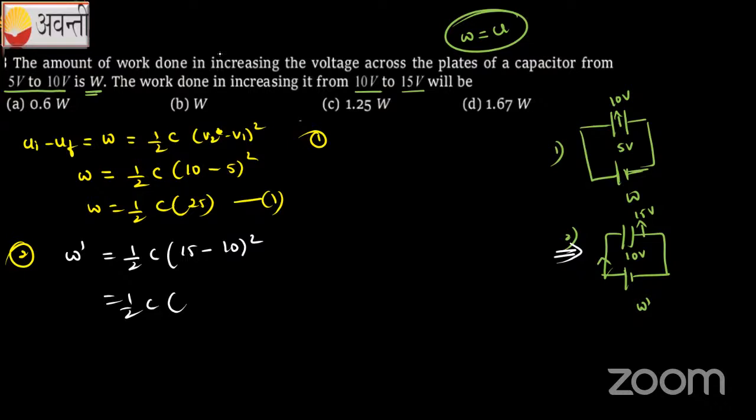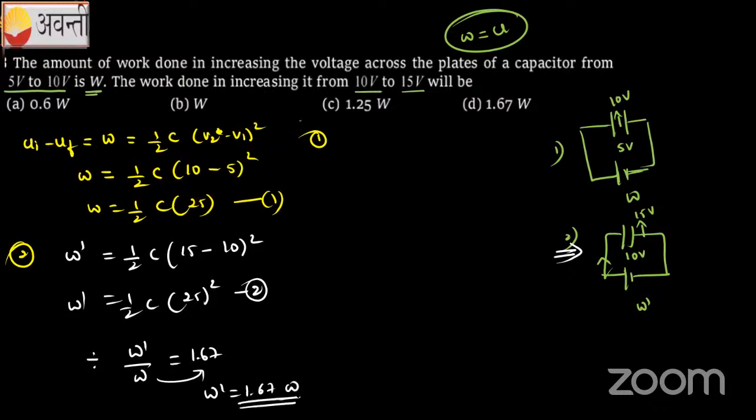Up to this point is understood for everyone? Okay, now I will call this equation number 2. Now solve these 2 equations by dividing W dash by W. You will get an answer of nearly 1.67. Cross multiply this, then the new work done will be 1.67 times the work done. Just do this. We'll cover one more small topic, that's why. Is it clear? Just solve these 2 steps. Okay, we'll move on.